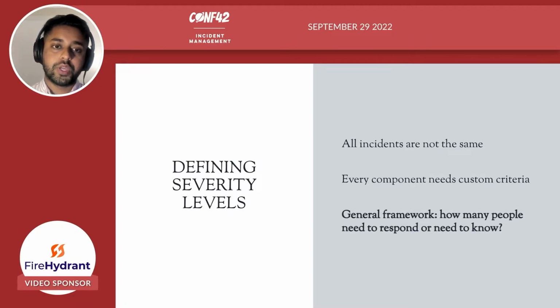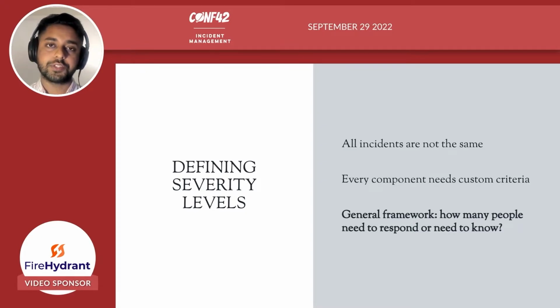The general framework we can adopt is how many people need to respond or need to know, since we're using this framework to determine what an incident is anyway. Typically, at most places, we think about incident severity levels as starting at SEV 3 or SEV 4 for the lowest severity incidents, and then going all the way up to SEV 0, which is typically complete outage, all hands on deck, we need to fix the situation immediately. So one way to think about this is how many people are expected to respond, or how many levels up do we need to notify about the impact?